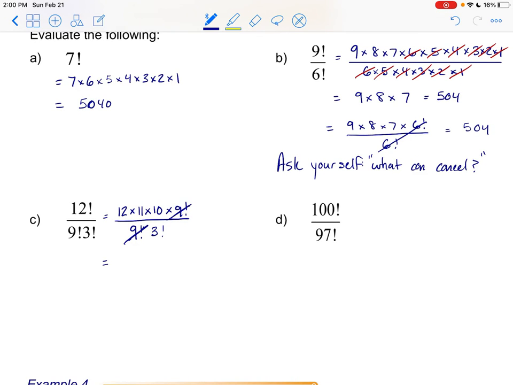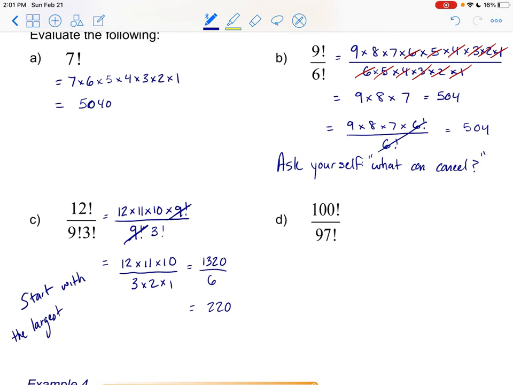So this one is left with 12 times 11 times 10, all divided by 3 factorial, which is 3 times 2. Or you can just punch in 3 factorial into your calculator, and so 1320 divided by 6 is equal to 220. Right, so we always want to start with breaking up the largest factorial in our problem and canceling from there. So with that, and I'll write that down, start with the largest factorial.